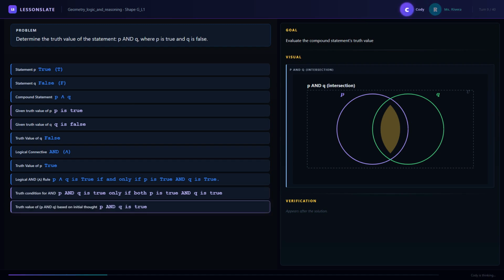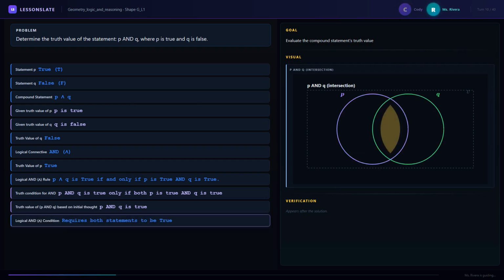Okay, so if P is true and Q is false, and for and both have to be true, I'm thinking maybe it's still true because P is true. It feels like if one part is true, that could make the whole thing true, but I'm not sure. So P and Q would be true then? I see why you might think that, Cody, but let's go back to the rule we just confirmed for the and connective. For P and Q to be true, what did we say must be the truth value for both P and Q? If one of them is false, what does that mean for the entire and statement?